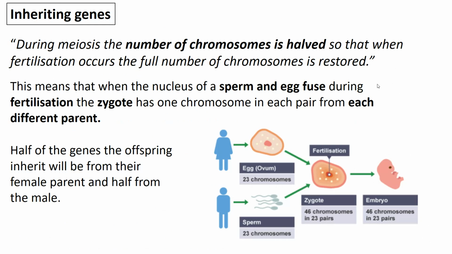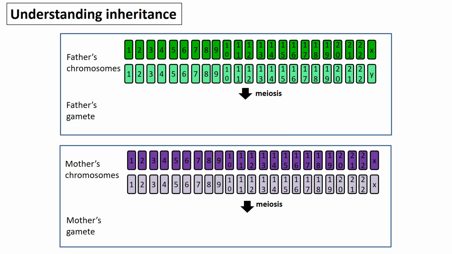This means that when the nucleus of a sperm and egg fuse together during fertilization, the zygote actually inherits one of the chromosomes in each pair that they've now got from each parent. This means half of the genes they get will be from the female parent and the other half of the genes will be from the male. We can look at this in this sort of diagram.